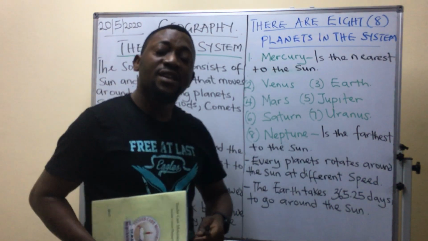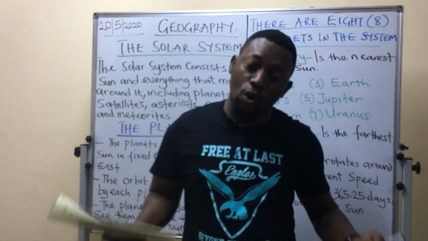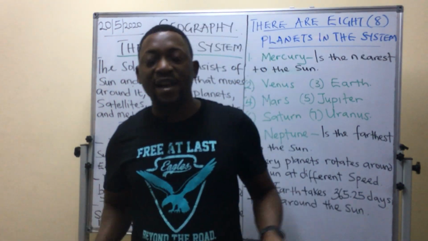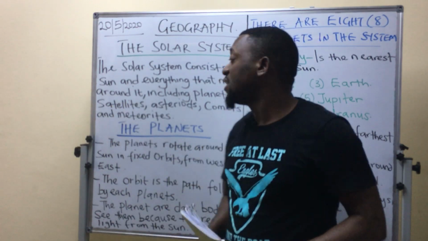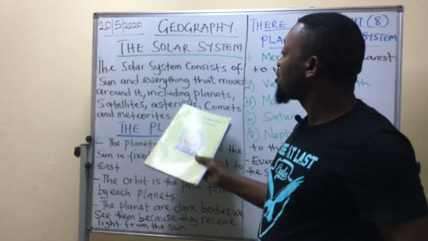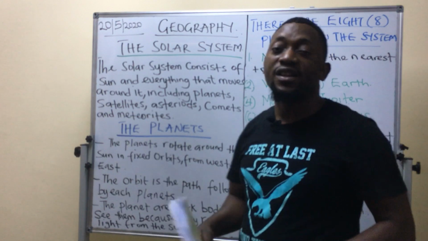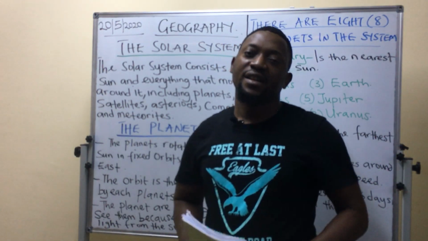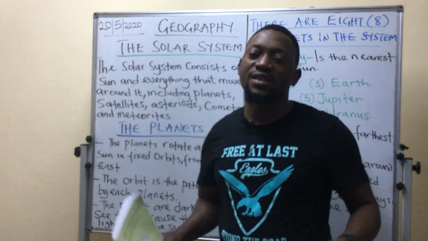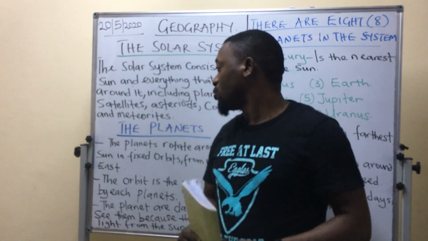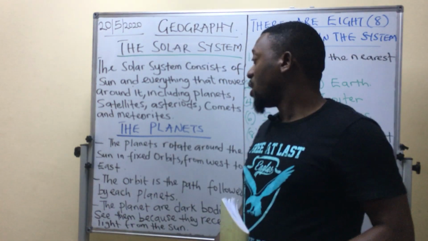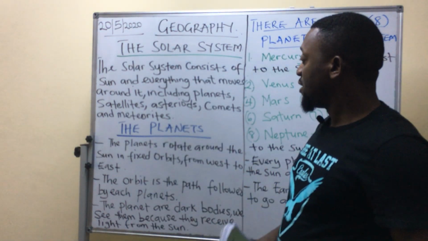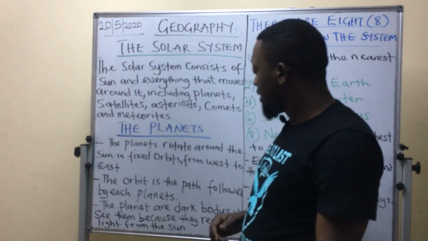This simply means the solar system consists of the sun, the planets, the satellites, the asteroids, comets, and the meteorites. That is what the solar system is all about. Today, I'll be teaching on the planets.